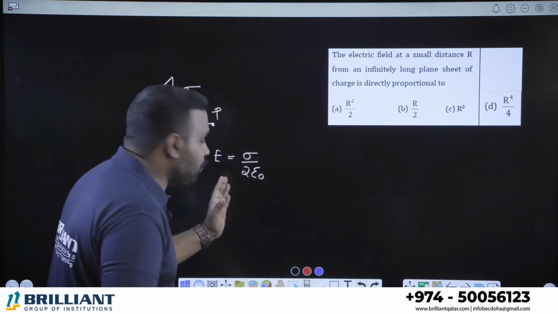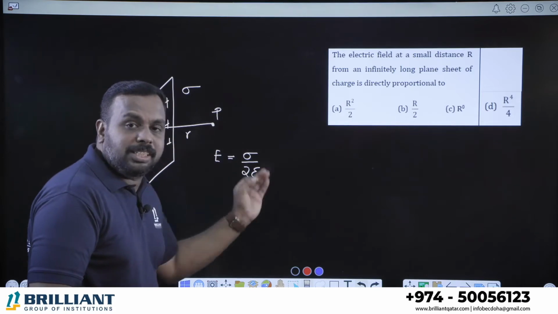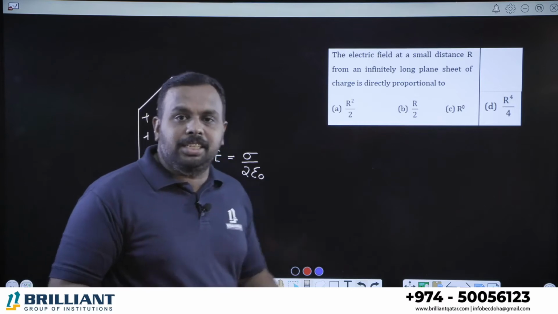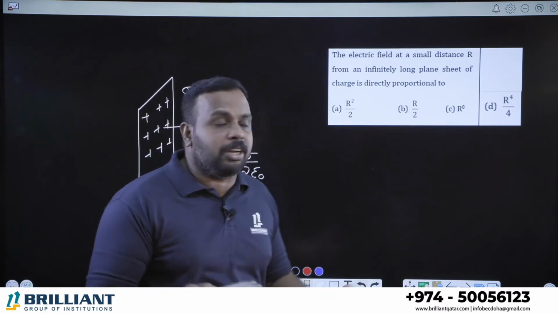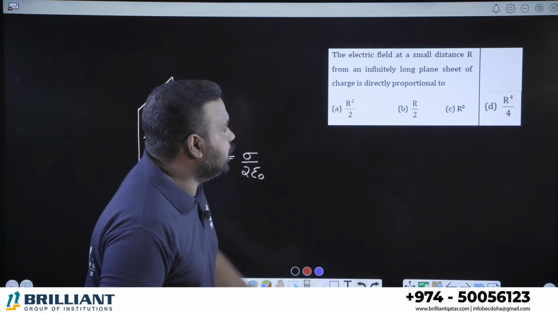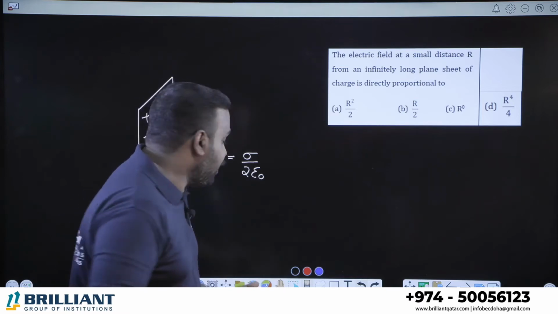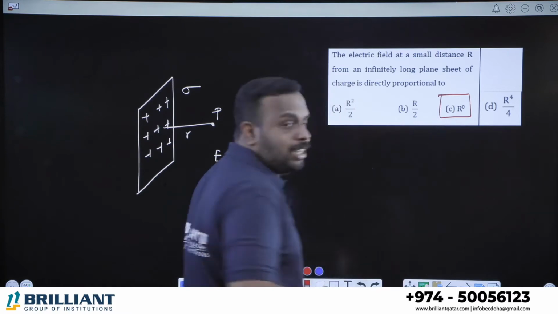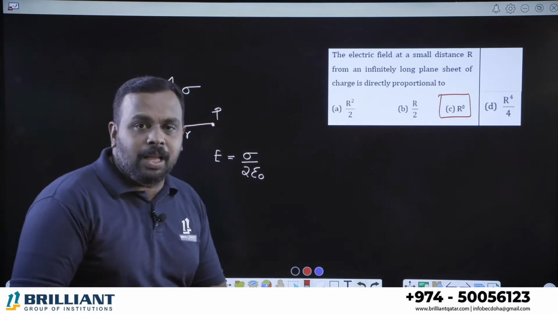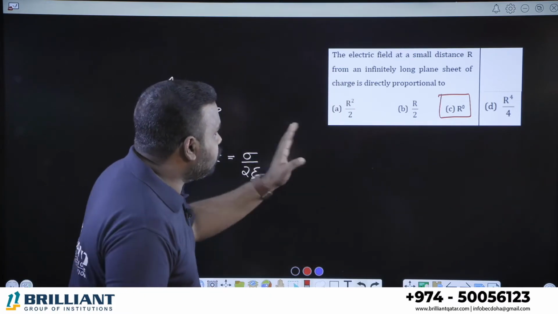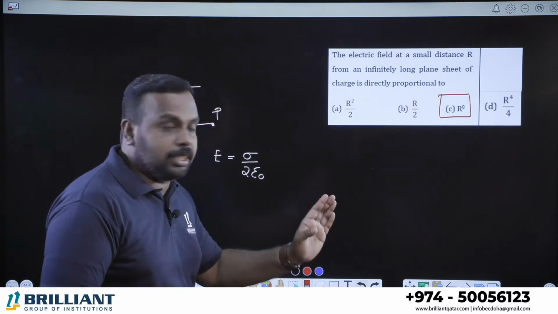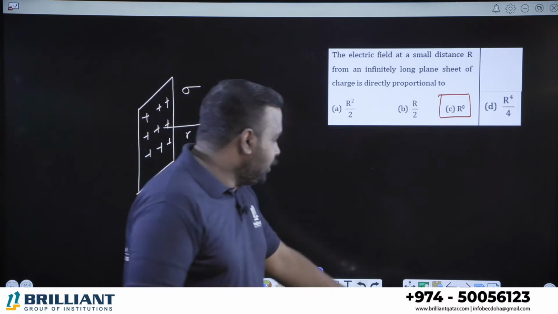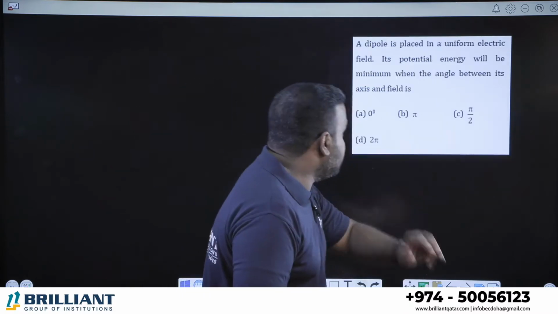But you just look at the formula. In this formula, you can't see R. R is not there. What does it mean? That is, electric field is independent of the distance. It is independent of the distance R. Look at the option. Independent of means R should not be there. You can see option C. It is R raised to 0. That means R raised to 0 is 1. It is independent of R. Alright, so the answer for this question is, it's an important question. This answer is R raised to 0. Alright, now we can go to the next question.